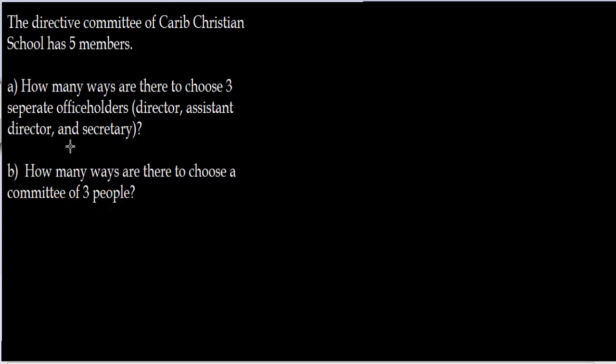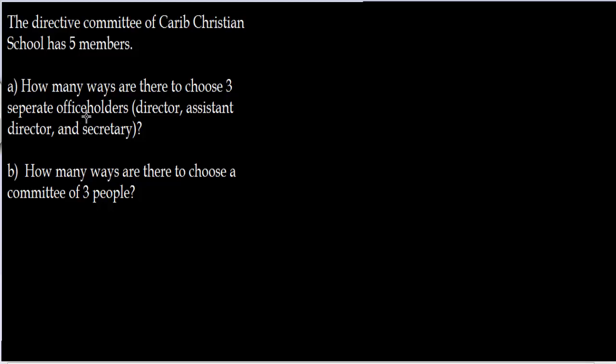So I have 2 questions here, and you're going to see that we're going to solve these differently because one of them is a combination and one of them is not. So let's see letter A. Letter A says that from these 5 members in the directive committee, how many ways are there to choose 3 people from these 5?